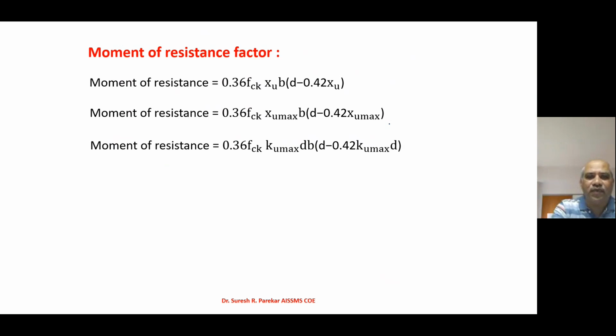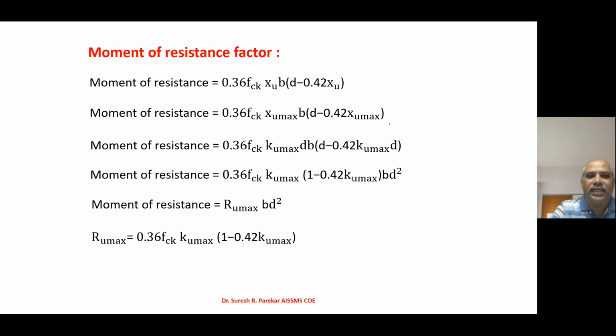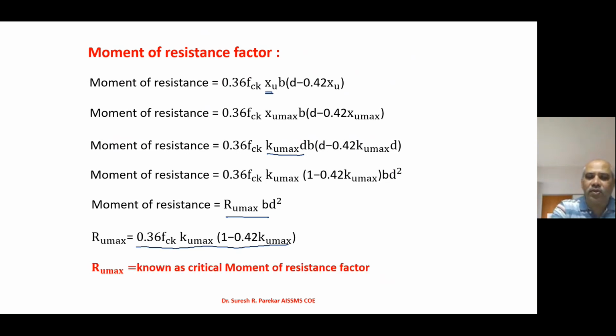Then the moment of resistance factor. I will not go into detail again with this one. We have the moment of resistance, and we will convert XU into KU max into D, and from this we will get RU max BD square. RU max is 0.36 FCK KU max into 1 minus 0.42 KU max, and RU max is known as the critical moment of resistance factor.